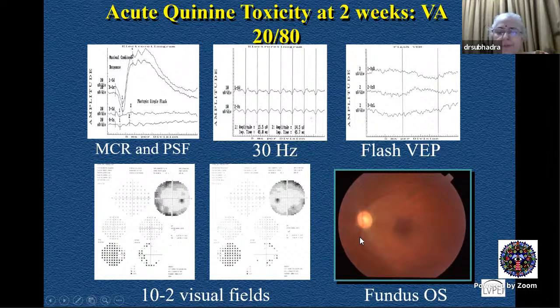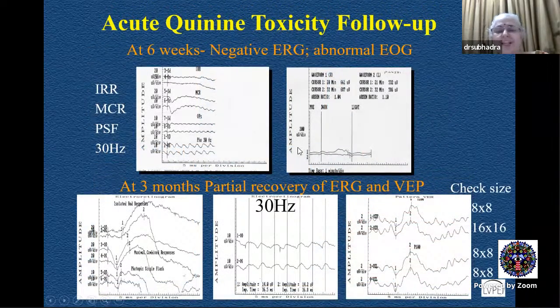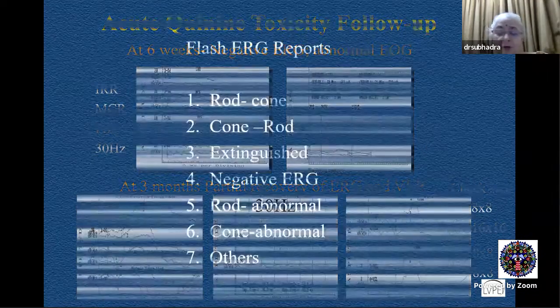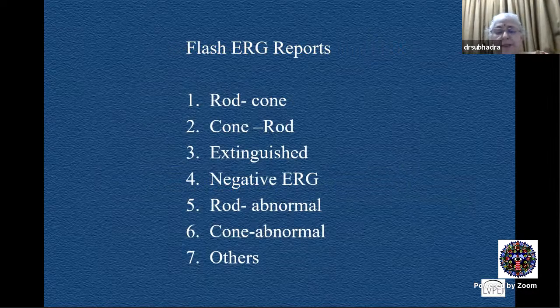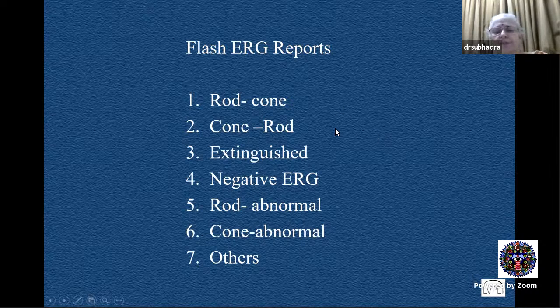And with time, she developed disc pallor and complete attenuation of vessels. But after 2 weeks, the responses changed. They became very subdued. And at 3 months, there was partial recovery. So if we were not aware of how the quinine will affect the retina at different time points, we would make a mistake in understanding what is happening to this patient. Ultimately, she got 20/25 vision back from PLPR, but she had a very severely constricted field. When you get a flash ERG, there are only this type of reports which you get.